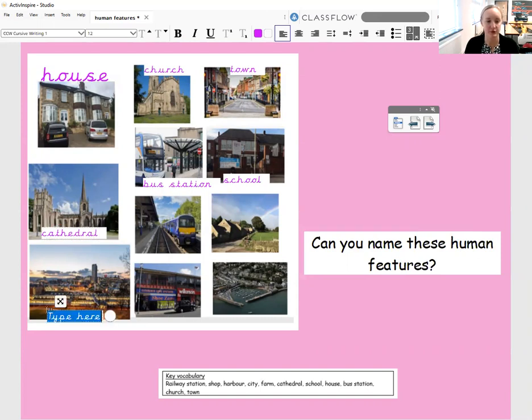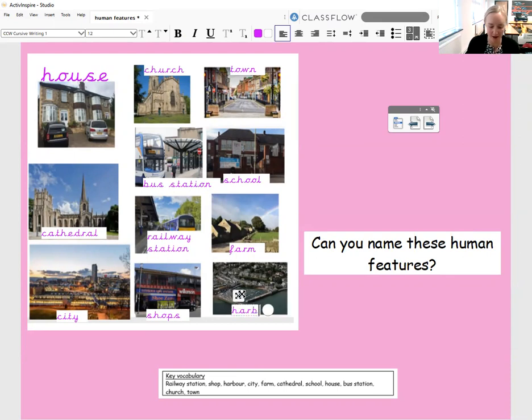Then underneath cathedral we had a city, and can you remember, if a place is a city, not only is it really packed and has a high population, it also has a cathedral, okay? We had a railway station. We had shops, we've got a farm, and the last one was a harbour.